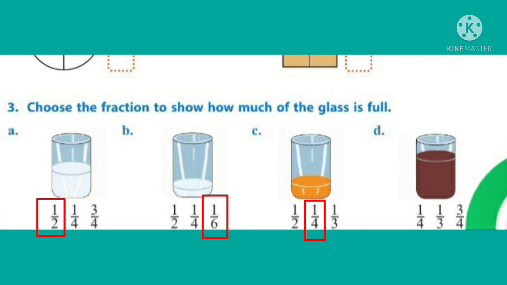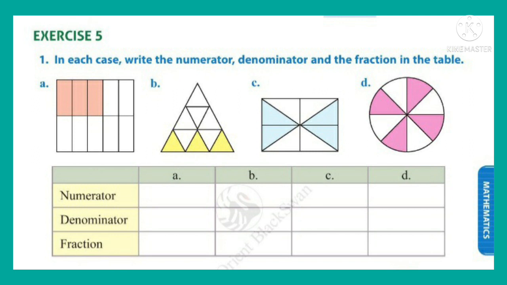Children, for glass A, half of the glass is full, and for glass B, 1 by 6th of the glass is full, and for glass C, 1 by 4th of the glass is full. And for glass D, 3/4 of the glass is filled. Now let's move on to exercise number 5.